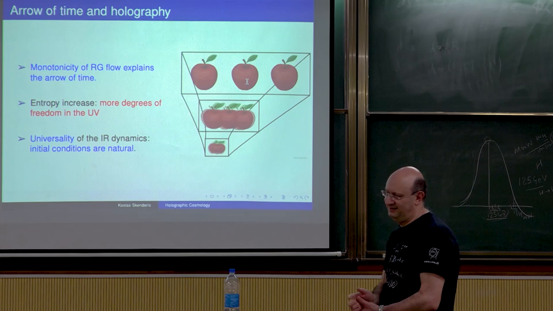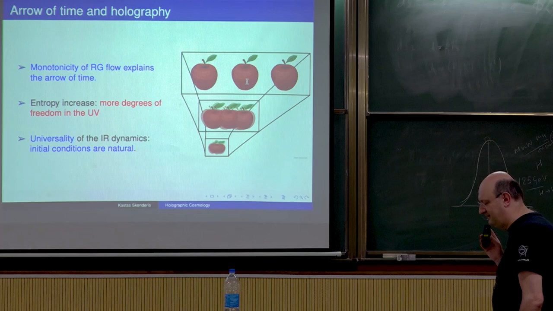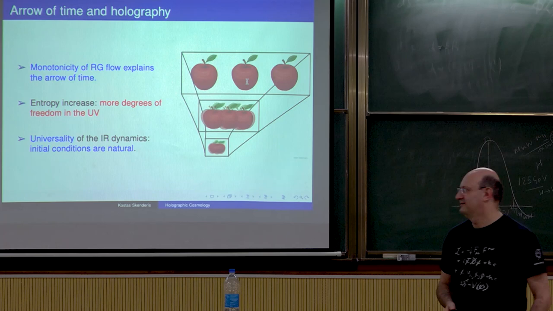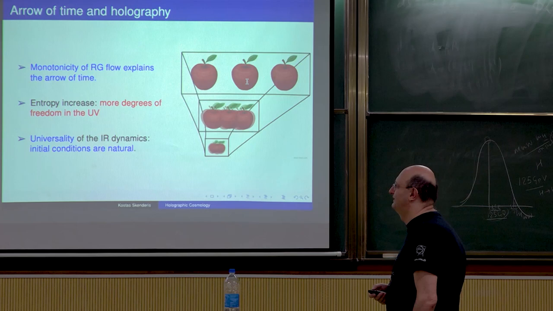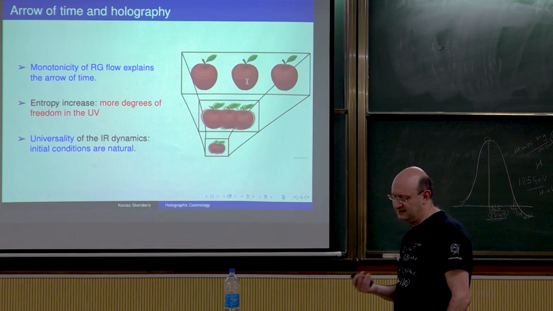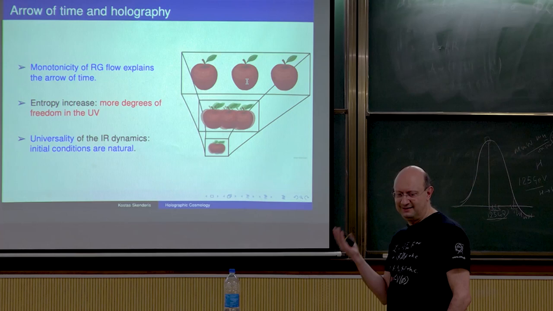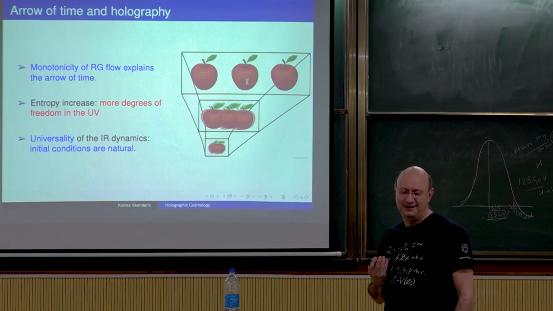This idea says that the initial state is generic, just from the universality of quantum field theory, and then the initial conditions are natural, not fine-tuned. And then the coarse graining you see in the quantum field theory just encodes the fact that as you go to the UV, you have more degrees of freedom. That's the increase of the entropy. And the monotonicity of the RG flow gives you the monotonicity of the arrow of time.